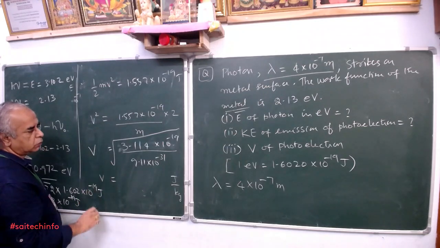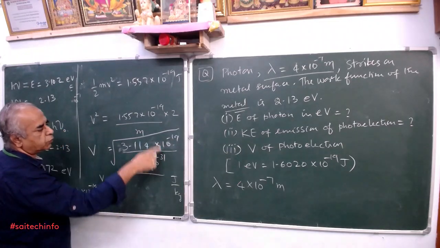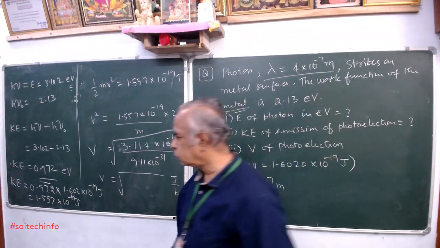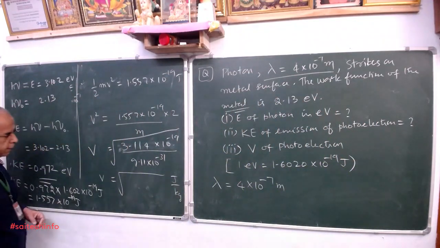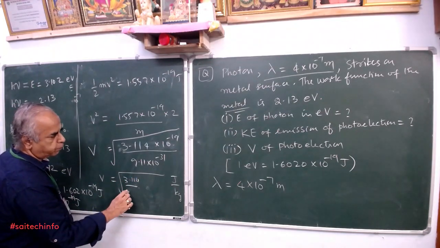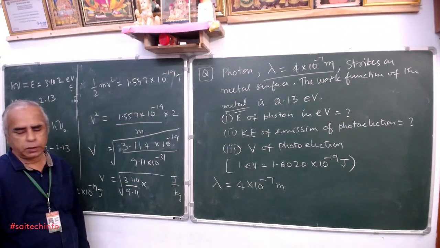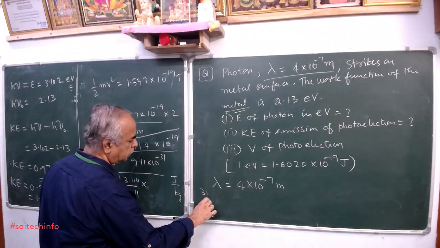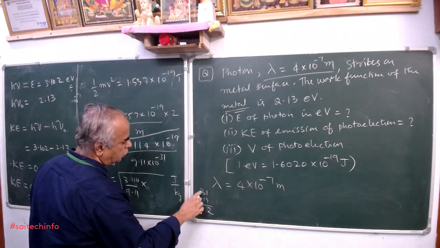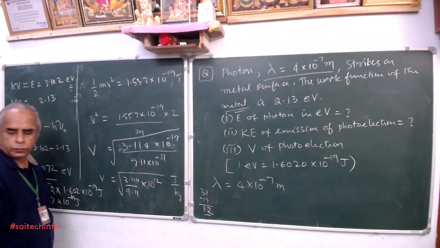So V is equal to the whole square root of 3.114 divided by 9.11 into, 10 power minus 31 becomes 10 power plus 31. So 31 minus 19, how much? 12. So 10 power 12. Correct? 10 power 12.